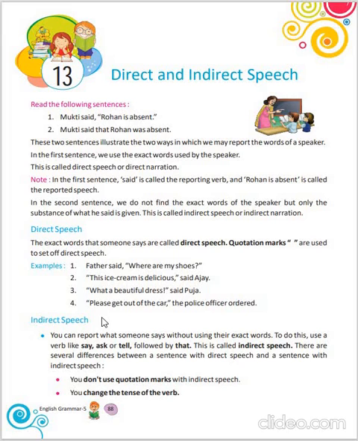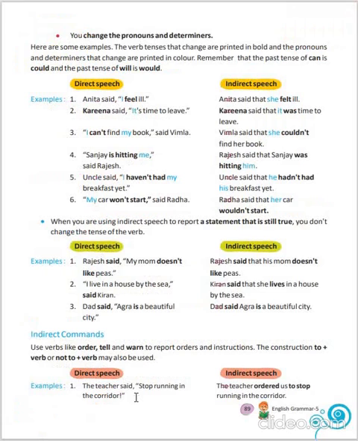In indirect speech, we do not have the exact words. So for this, we use verbs like say, ask or tell, followed by that. In indirect speech, we don't use quotation marks. We can change the tense of the words. We can change the pronouns and determiners. Now let's see some examples of direct speech and its indirect speech.